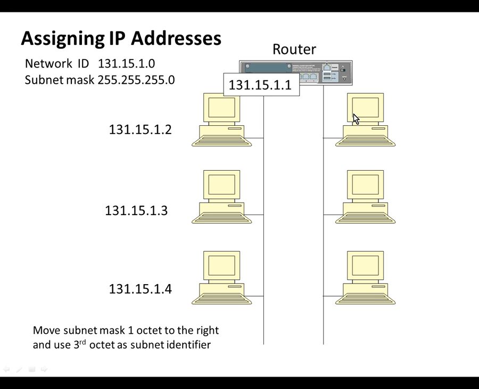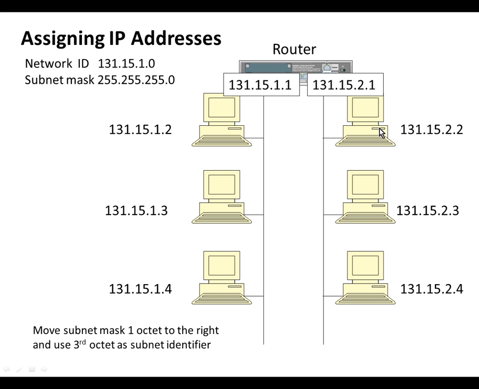Now we come over here and we do the same thing. Each computer is going to be 131.15, so that's consistent with the IP address that we've been assigned, and each workstation is going to be .2, .3, .4, but notice the third octet differentiates this network from this network. This network here indicates that it's subnet 1. The third octet tells us that. This network indicates that this is subnet 2.